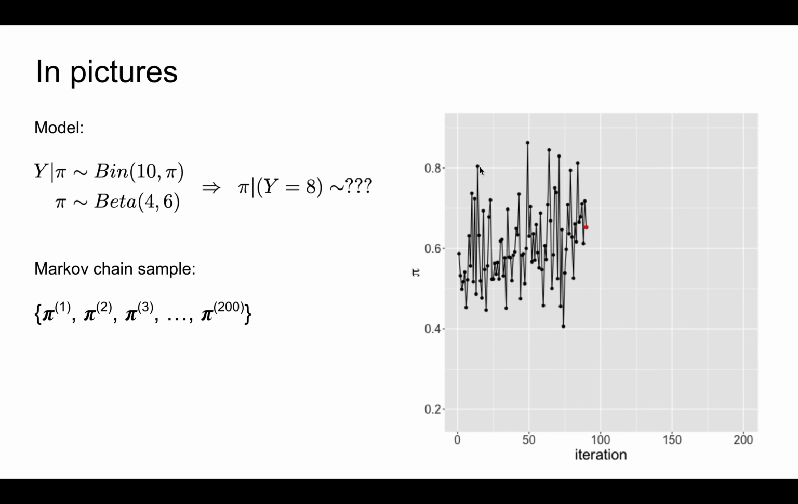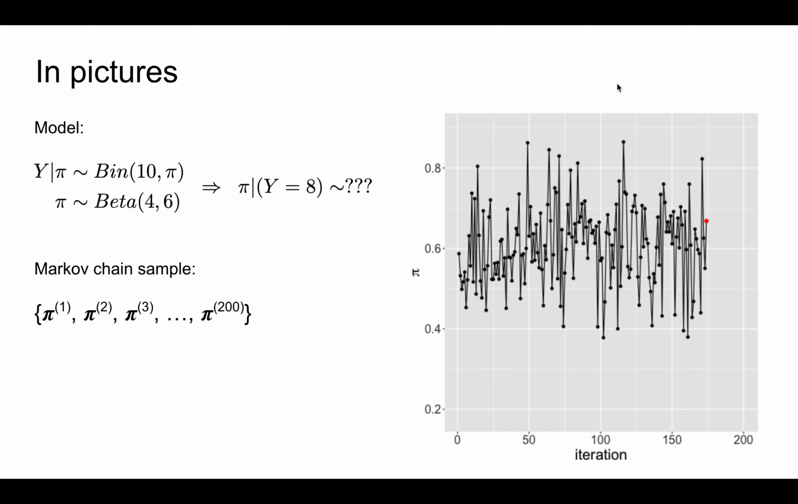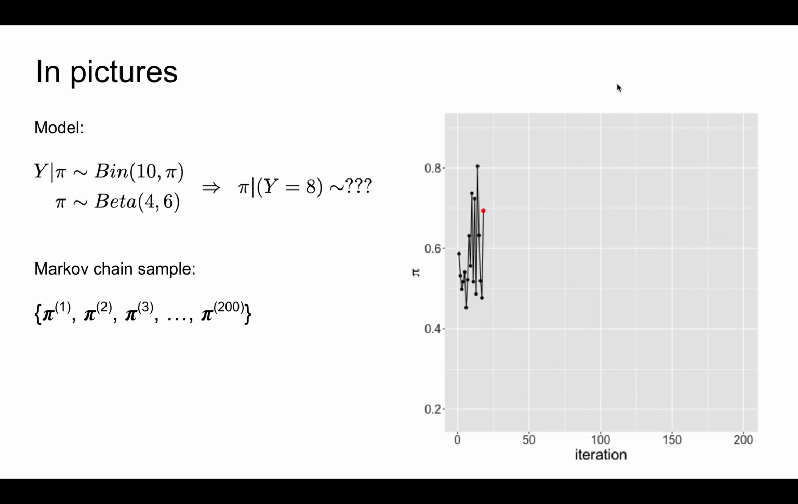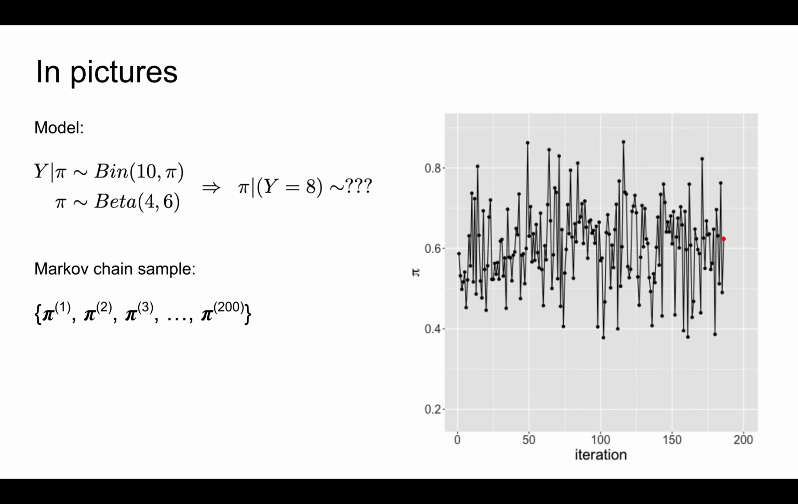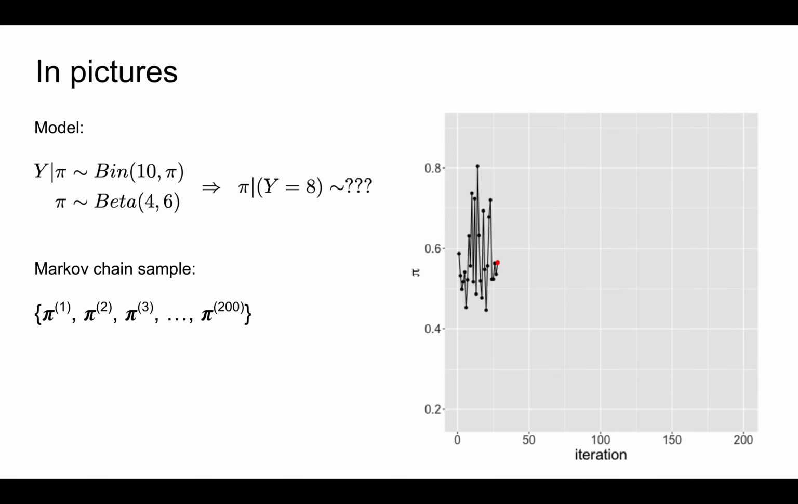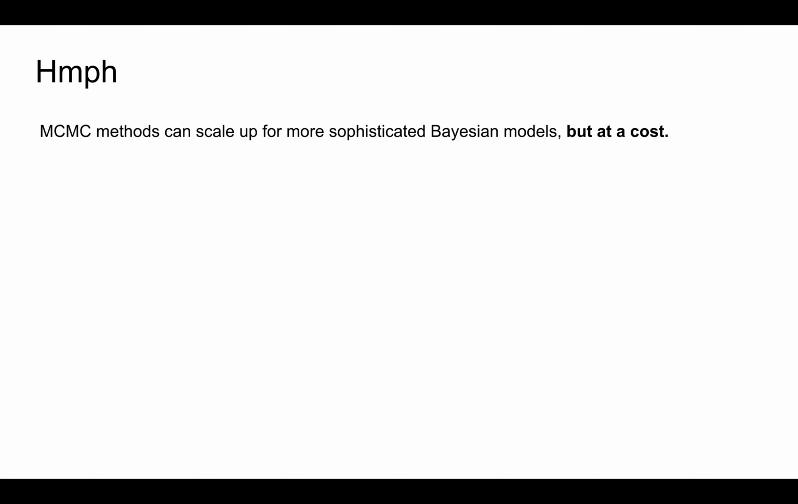After 200 iterations, the Markov chain has started to explore new territory. The hope here is that by the end of the simulation, the chain will have visited various pi values with a frequency and range that's reflective of the posterior model. But you might be a bit skeptical here. MCMC methods can scale up for more sophisticated Bayesian models, but there's a cost.